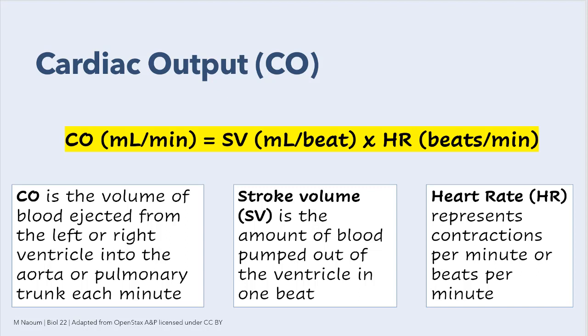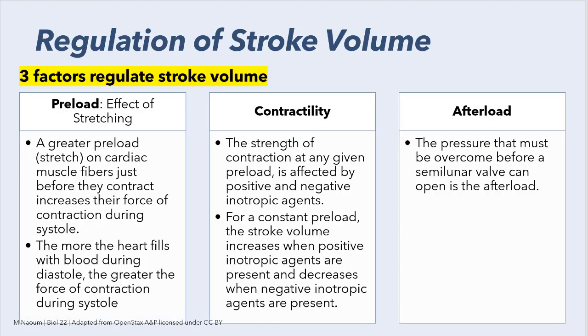Now, what goes into this is a lot more information and factors. So we're going to take each of these terms and explore them in a lot more detail. Let's start with stroke volume. What determines how much blood leaves the ventricle during every beat? There are three major factors that influence stroke volume. The first one is preload, the second one is contractility, and the last one is afterload.